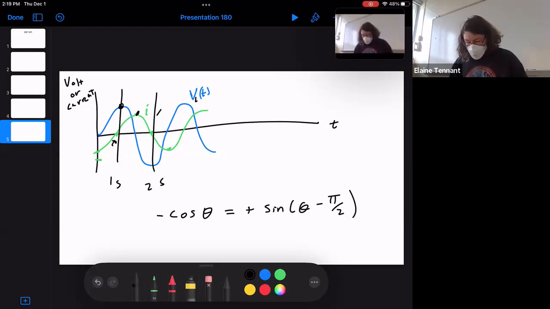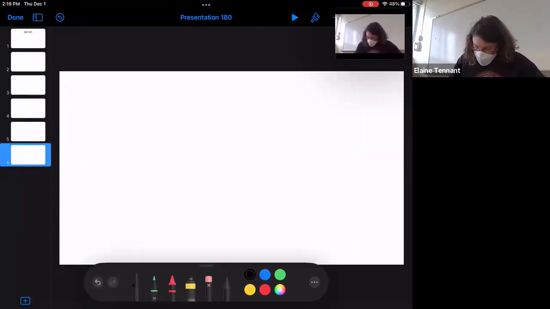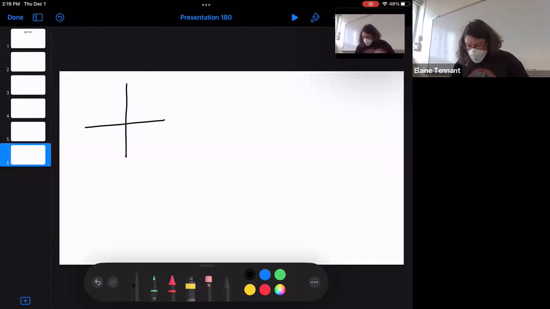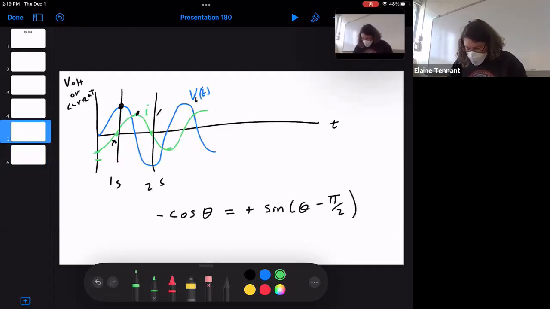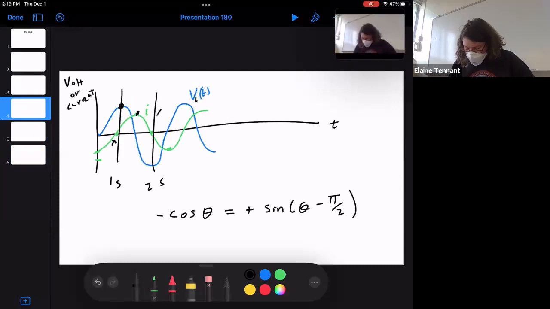Which leads us to our phase diagram. We're going to do this the same way. We're going to put our current along this axis, and we're going to put the voltage on the inductor. It's 90 degrees ahead, so it's going to go like that. Does that make sense? Okay. Hold on to that for 10 minutes while we dissect the rest of this equation.